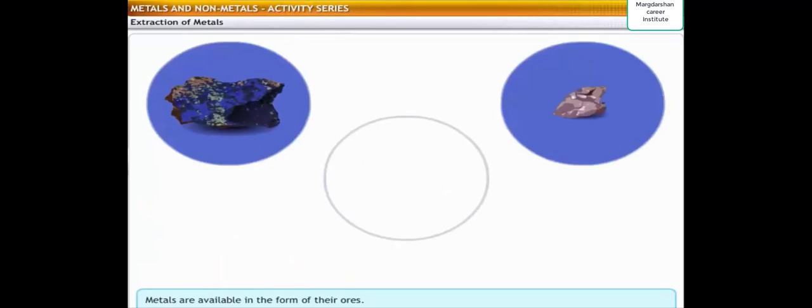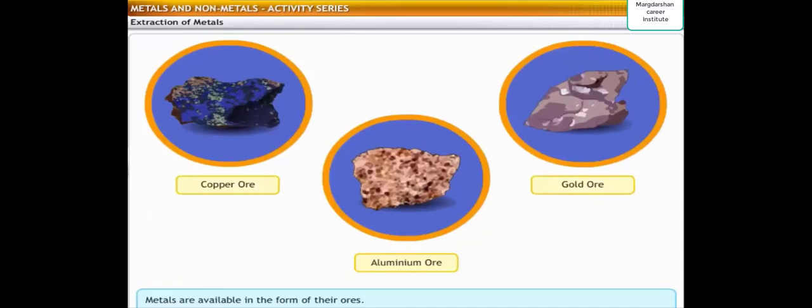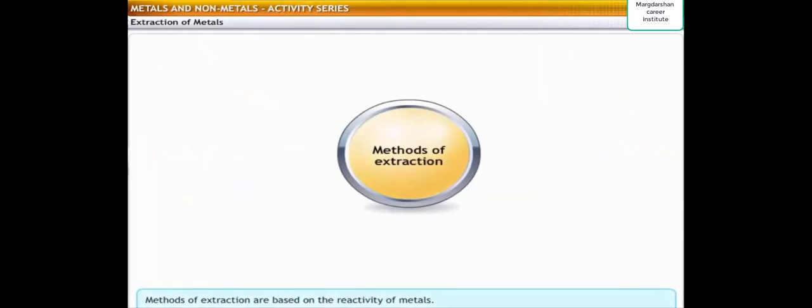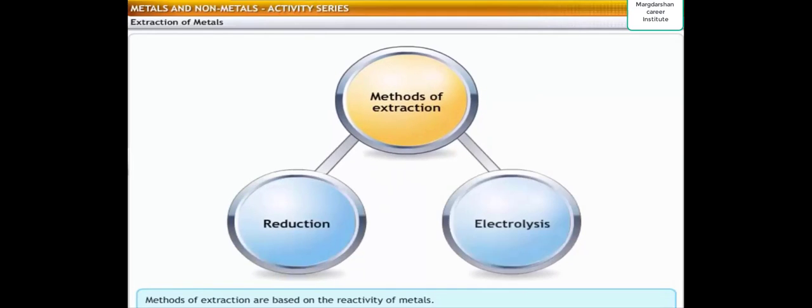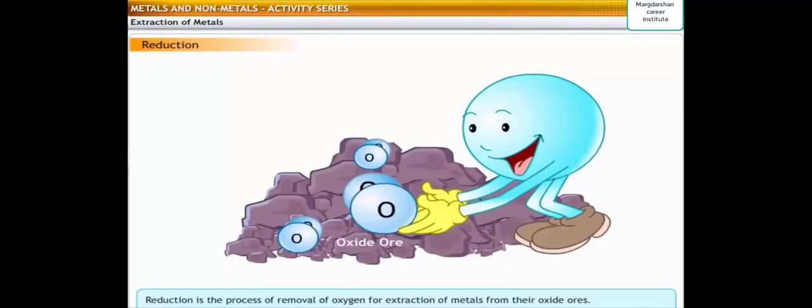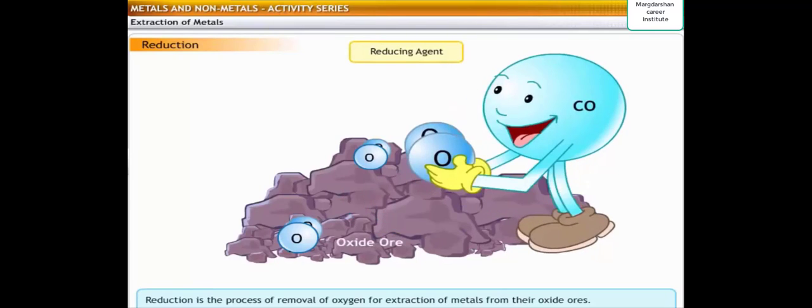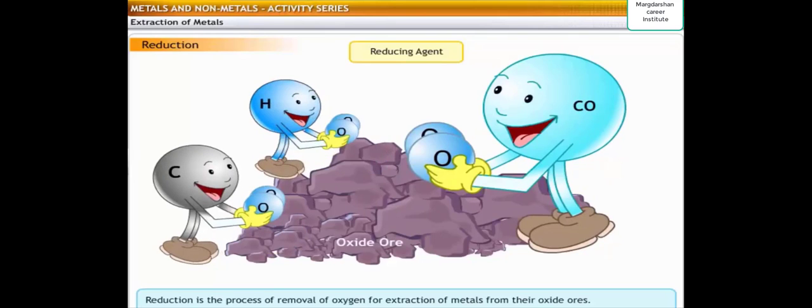A number of metals are available only in combined forms as ores. To obtain the pure forms of these metals, we need to extract them from their respective ores. Based on the reactivity displayed by metals, they can be extracted through the following methods: reduction and electrolysis. Reduction is the process of removal of oxygen for extraction of metals from their oxide ores. The common reducing agents used for reduction of metal oxides are carbon monoxide, carbon, hydrogen.